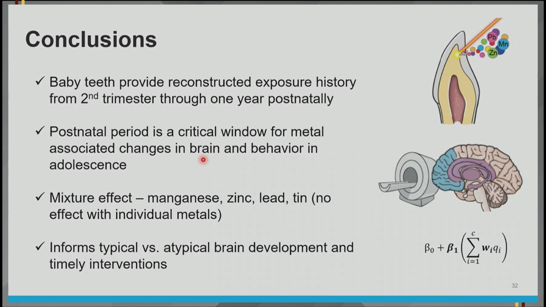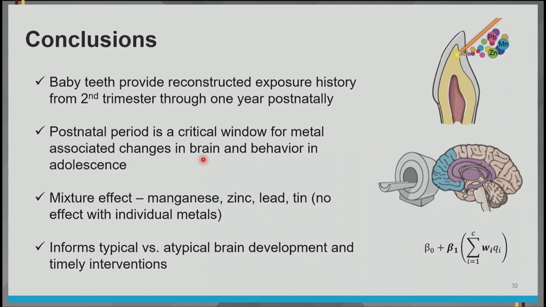The other important conclusion from this work is that we seem to demonstrate that the association with adverse health outcomes really is a mixtures effect. When we repeated these models with just individual metals, we didn't see an association, for example, between manganese alone and either behavioral or brain outcomes, but we see it with the mixture. So that's demonstrating that these metals are not acting alone.